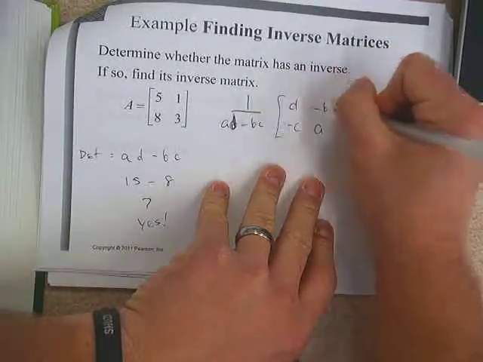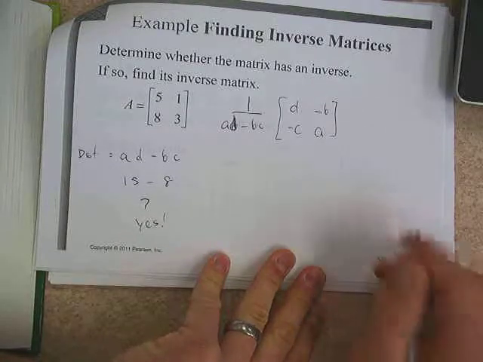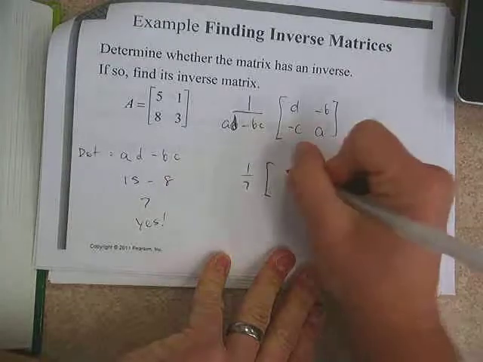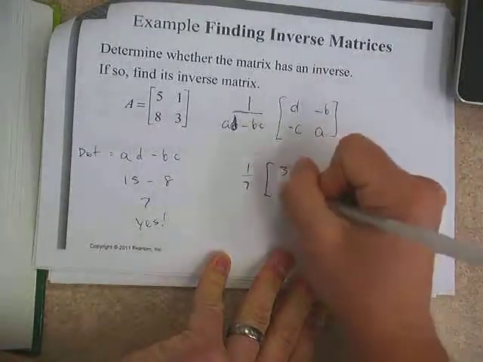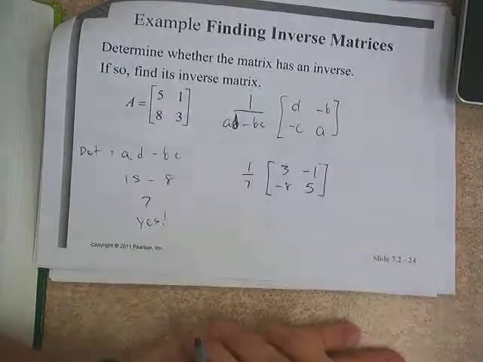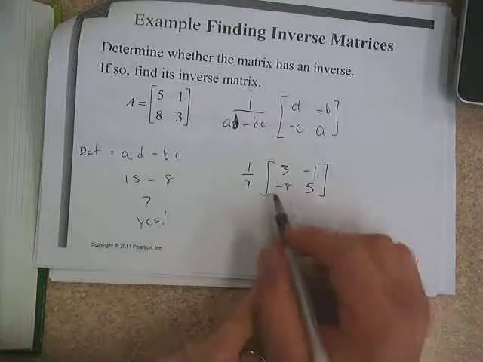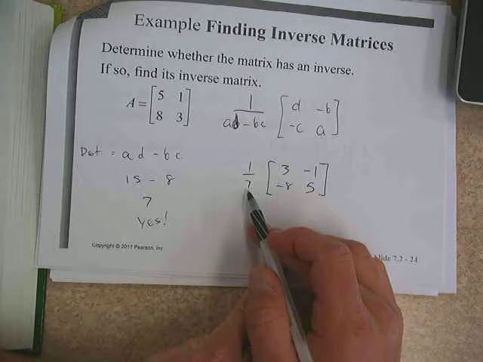Okay. And then the inverse, remember in general, is going to be D, A, and then negative B, negative C. So let's see how that's going to look in practice. We're going to have 1 over 7 out in front. If I switch the D and the A, I'm going to have 3 here, 5 here. And if I negate the B and the C, I'm going to have negative 1 there, and I'm going to have a negative 8 there.